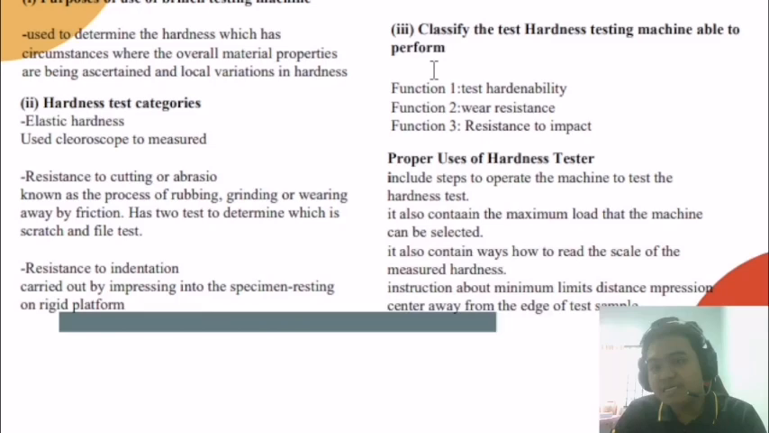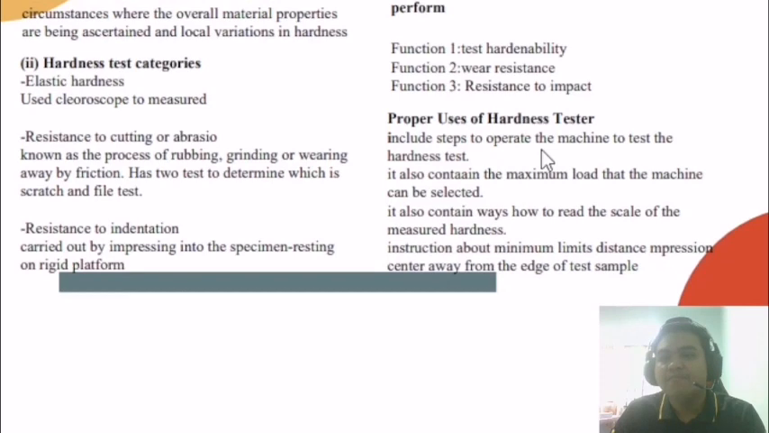So thirdly is to classify the tests the hardness testing machine is able to perform. So the Brinell hardness testing machine has 3 functions. First, to test the hardenability. Secondly is to test the wear resistance, and finally is the resistance to impact test.